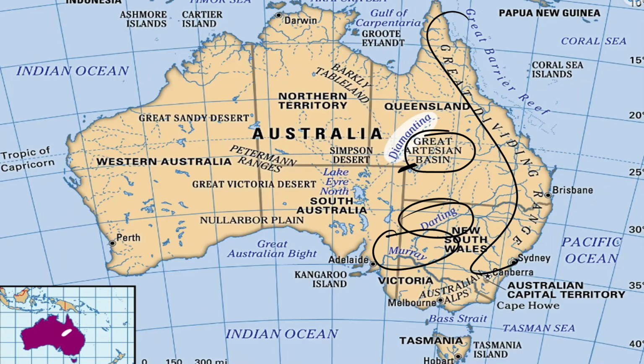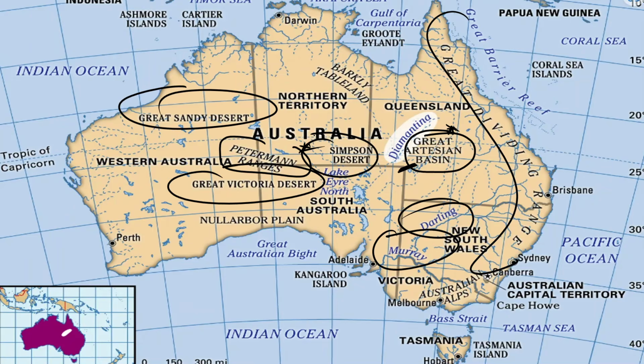Deserts you have already learned, right? Petermann ranges, but these are very less significant. If you want to ignore them, you can, but don't ignore the deserts. Deserts are important because questions on deserts will be formed. So these are the parts you have understood with respect to Australia.